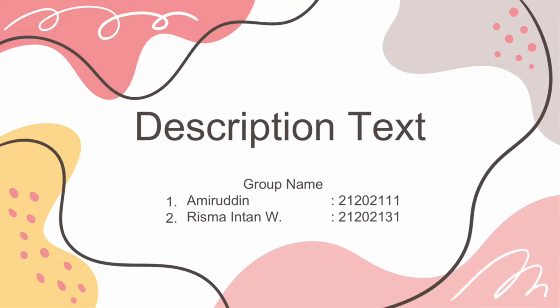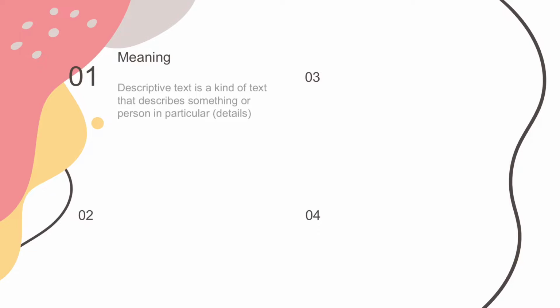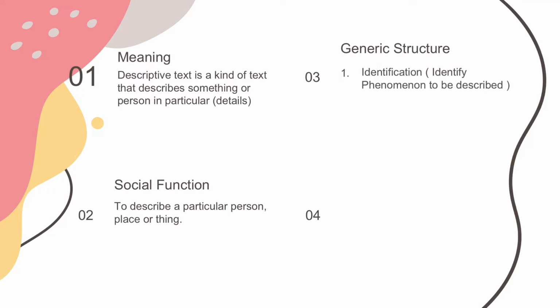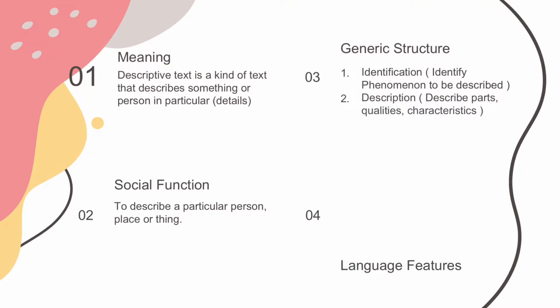Alright, into the material, I will explain about description text. Okay, we have 4 points here which will be explained by me. For the first is meaning, and the second is social function, the third generic structure, and the last is language features.